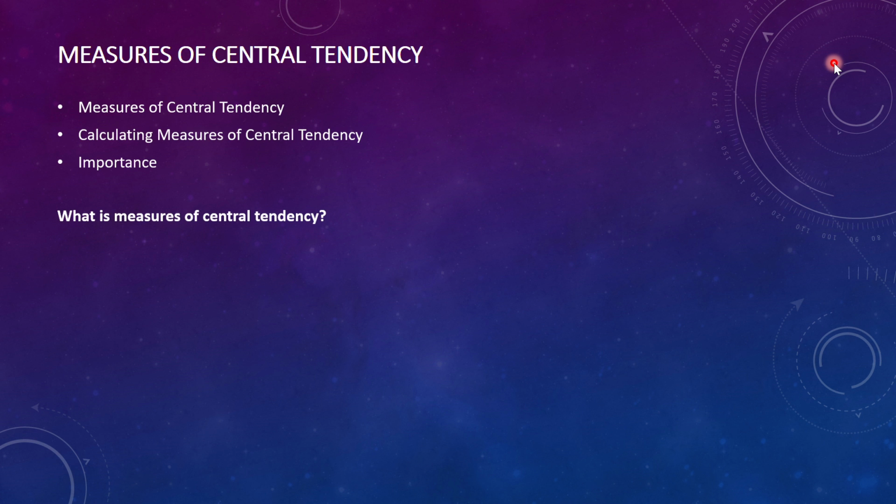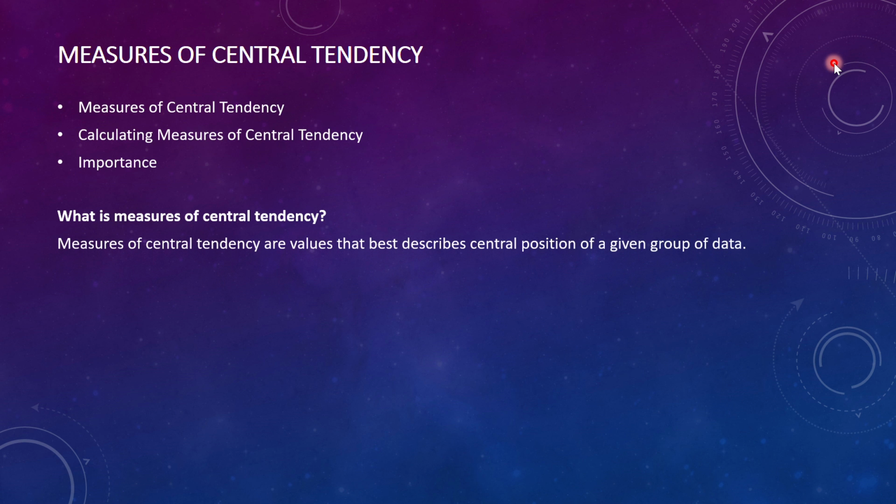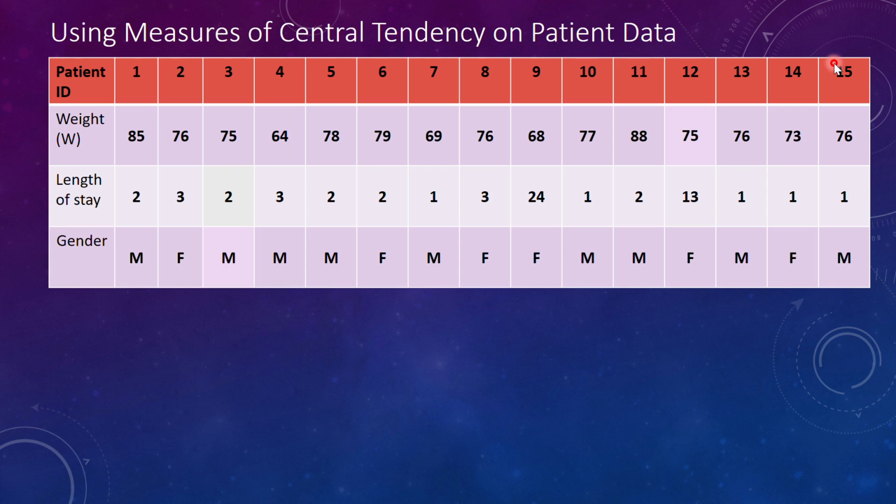Measures of central tendency are values that best describe the central position of a given group of data. Measures of central tendency are mean, median, and mode. To explain this concept better, we will be using patient data from Joe's Hospital as a case study. In this lesson, we shall be focusing on discrete data.